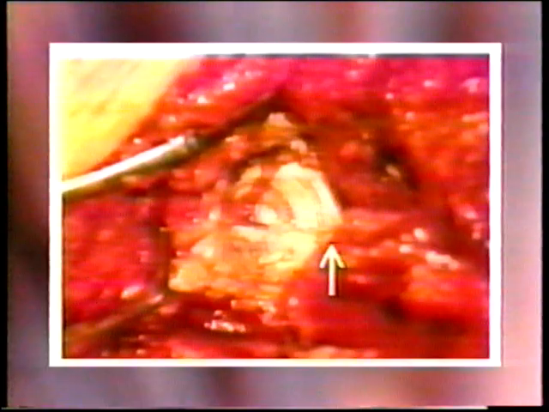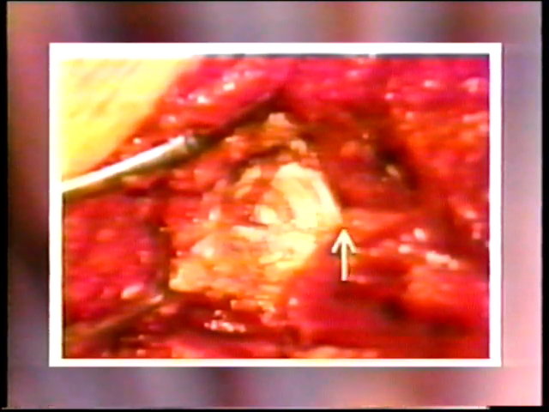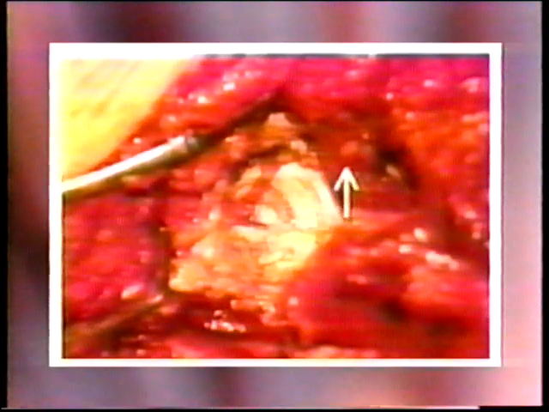In doing the revision, the initial socket is removed, usually with the cement mantle intact. In removing the prosthesis, one must take great care not to lever with the osteotomes, for if you were to lever, one can fracture the acetabulum. Here you can see the cement mantle intact.